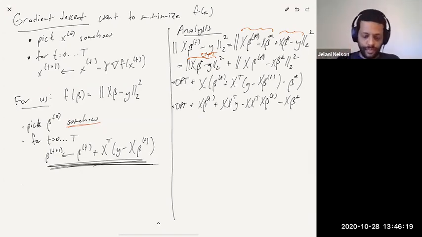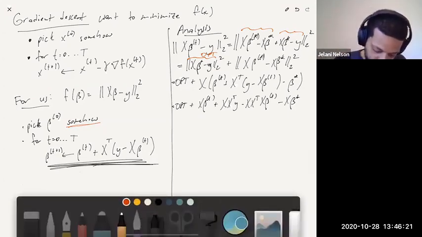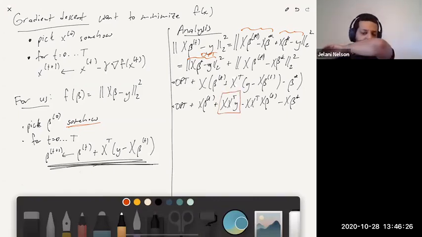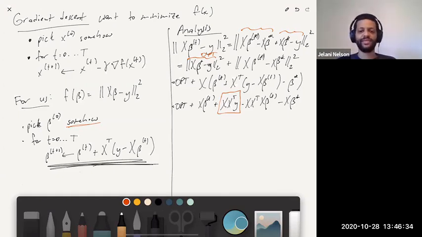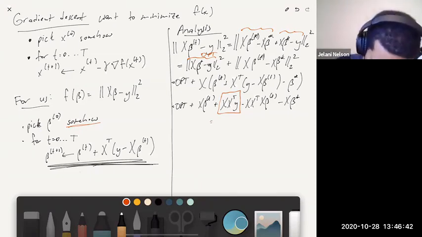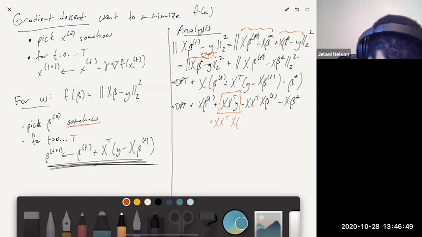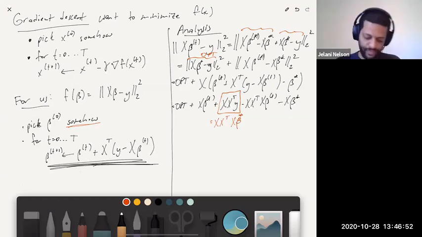Now I claim that this part right here, what is that? It's basically the projection of Y onto the column space of... no, sorry, that's not what I want to say. I just want to say one thing about this, which is the following. I want to say that this is equal actually to X X transpose X beta star.